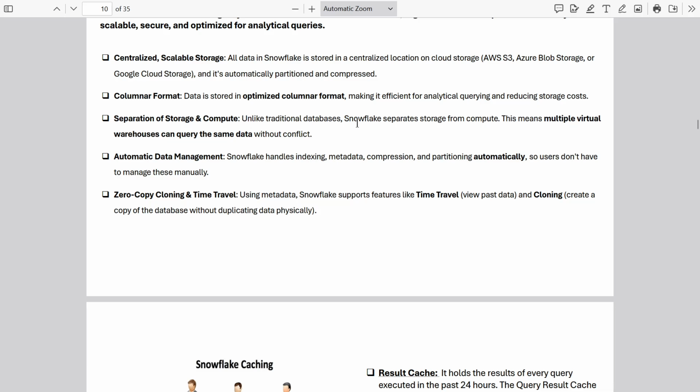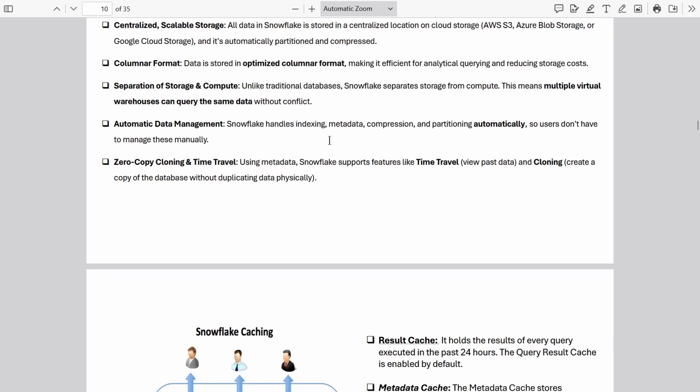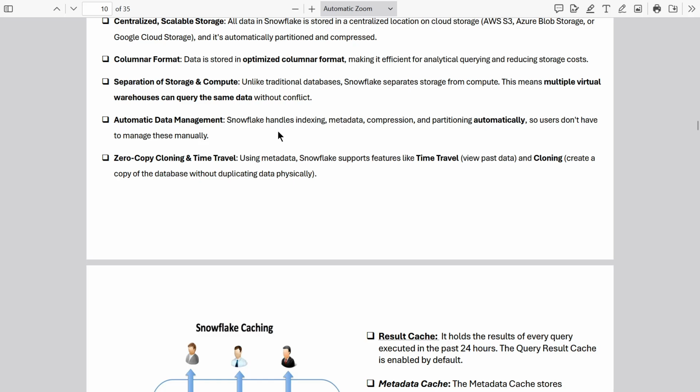Unlike traditional databases, Snowflake separates storage from compute. This means multiple virtual warehouses can query the same data without conflict. Okay. Automatic data management: Snowflake handles indexing, metadata, compression, and partitioning automatically. So users don't have to manage this manually. So all the things are happening automatically.